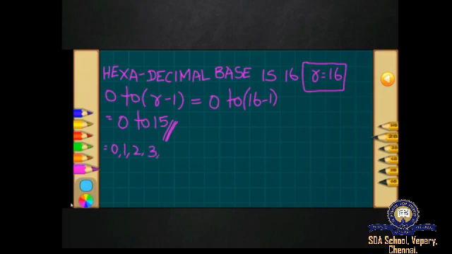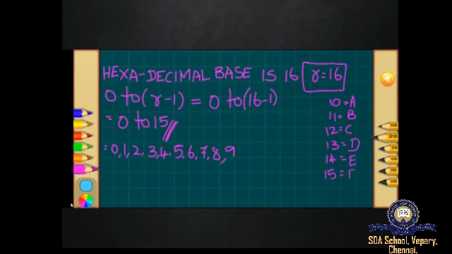0, 1, 2, 3, 4, 5, 6, 7, 8, 9. After 9 we represent 10 as A, 11 as B, 12 as C, 13 as D, 14 as E and 15 as F. So after 9 we write A, B, C, D, E and F. These are the 16 different digits we have in the hexadecimal number system.